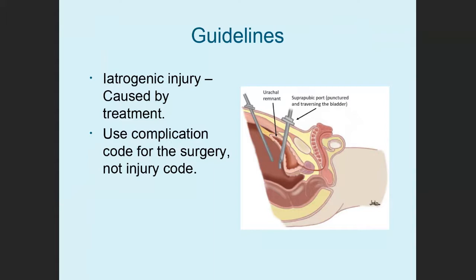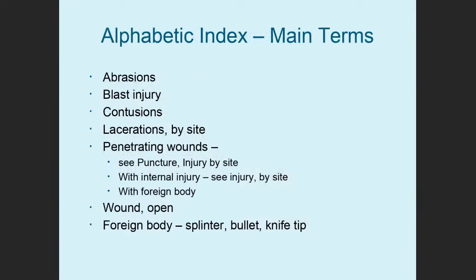The code guidelines also state that an iatrogenic injury, when caused by treatment, is not coded as a traumatic injury. We kind of talked about that a little bit before. Use the code for a complication, not an injury code. In this case, you see the port went through and punctured the bladder. That's not a traumatic injury. Certainly it's traumatic for the patient.